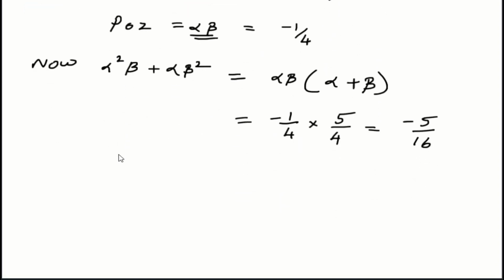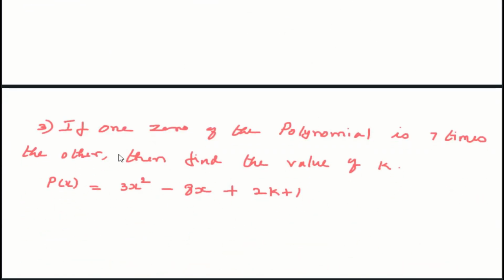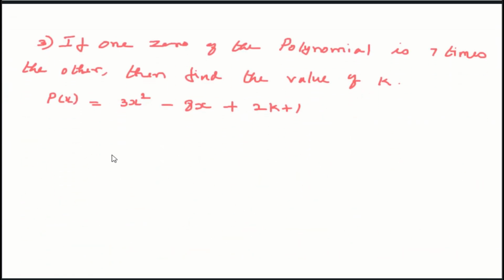Let us move on to the next sum. If one zero of the polynomial is 7 times the other, find the value of k. Here again he didn't ask me what is alpha, what is beta. He is asking me what is the value of k.